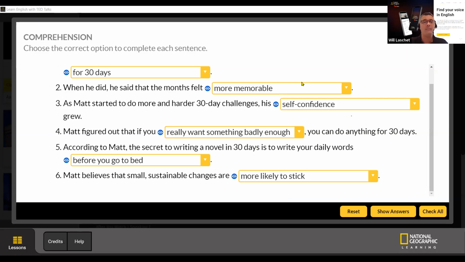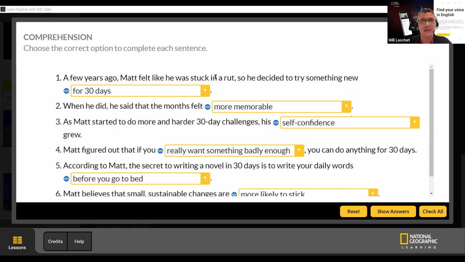One more example of some vocabulary here. We can see it says Matt felt like he was stuck in a rut. So I know that this is one of the phrases which is actually taught in the app before, the students would have done before the lesson.